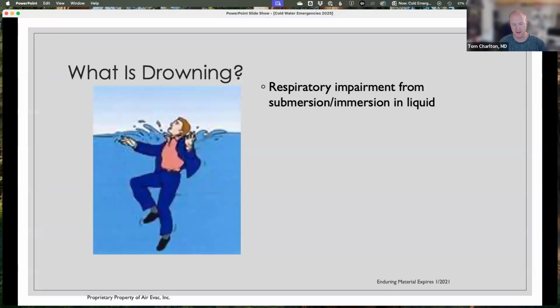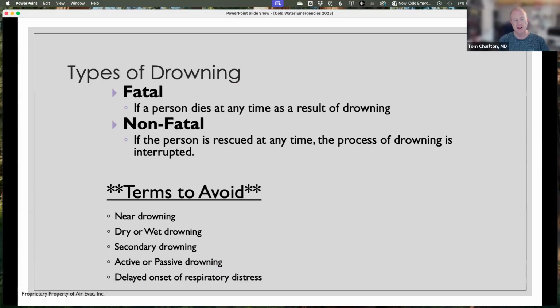So what is drowning? Drowning is considered any type of respiratory impairment from submersion or immersion in liquid. It doesn't matter if it's water, as long as it is a liquid of some sort. If you get respiratory impairment from being submerged in it, then it's going to be considered some sort of a drowning. We really divide drowning up into two categories, fatal and non-fatal.